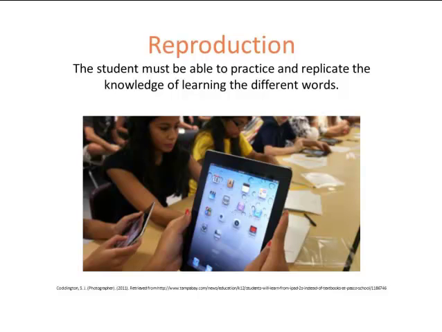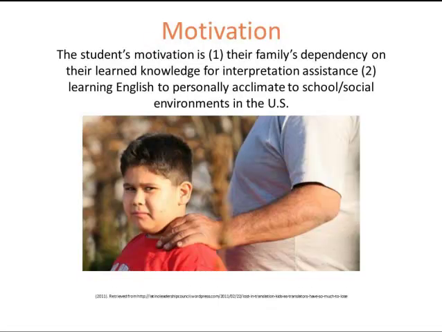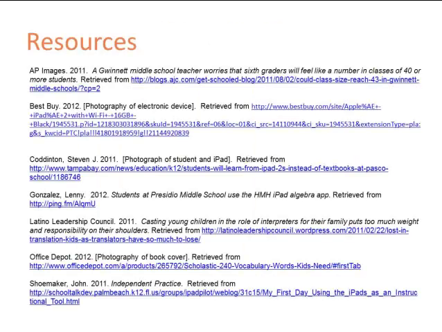In step 3, which is reproduction, the students must be able to practice and replicate the knowledge of learning the different words. And finally, in step 4, which is motivation, the student's motivation is potentially twofold. Their first motivating factor is the knowledge of the family's dependency on their learned knowledge for interpretation assistance. Additionally, the student is motivated to learn English to personally acclimate to school and social environments within the United States. This concludes Brick 4, which has covered behavioral objective and learning objective of the 4E project.